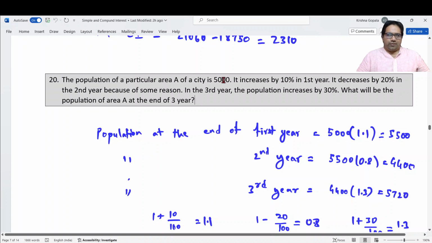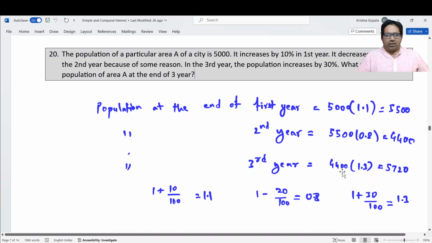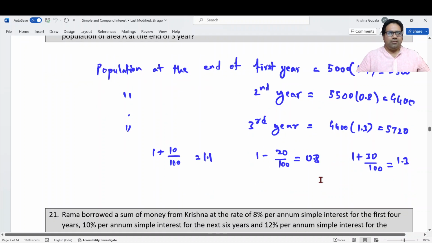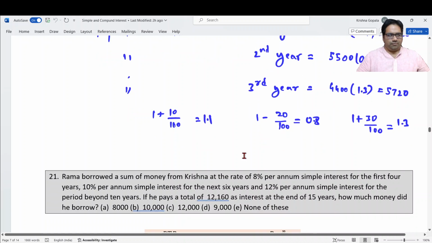We started with 5,000 and we ended with 5,720. What is this 1.1? 1.1 is 1 plus 10 by 100. 10% is the increase rate. And 0.8 is 1 minus 20 by 100, because this is a decrease. And what is this 1.3? 1.3 is 1 plus 30 by 100. Okay, so this is also an easy problem.